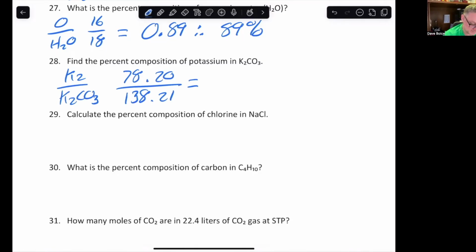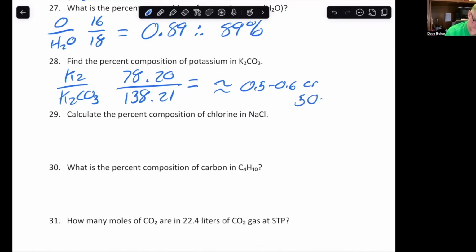So K2CO3 divided by K2CO3. Again, the hard part here is figuring out the molar masses. So 2 potassiums, 1 carbon, and 3 oxygens equals 138.21, which is going to be about 0.5 to 0.6, or 50 to 60%.